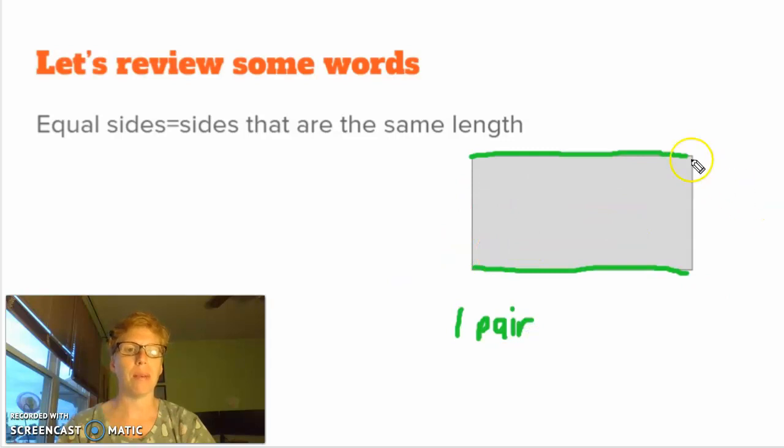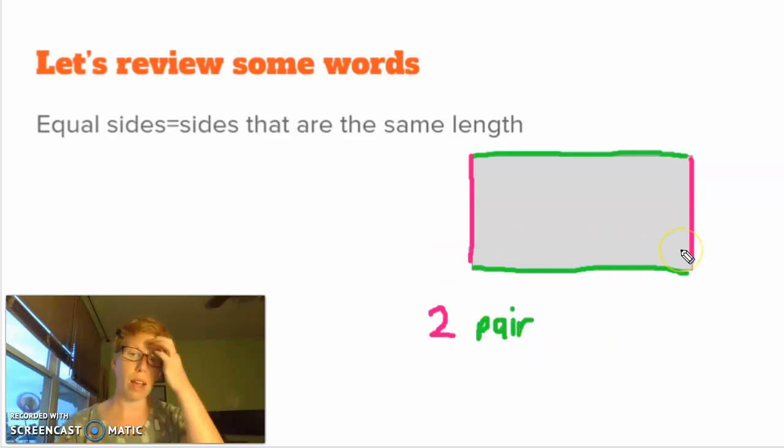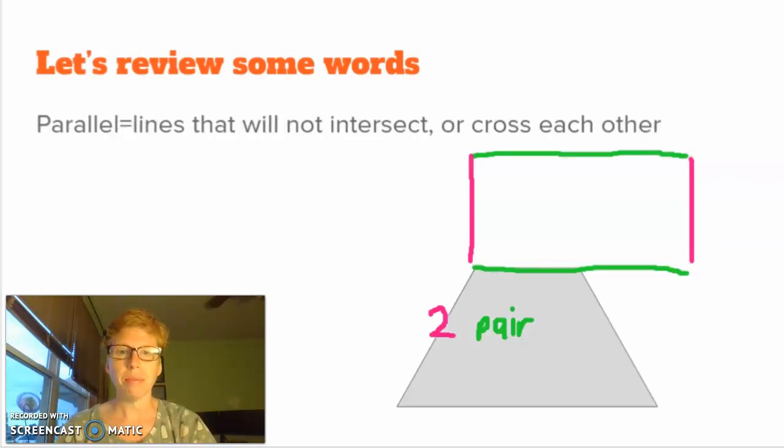And I could go over here and I'm going to do the left and the right side. How many pairs do I have now that are equal length? I have two pairs now. Not one pair. I have two pair. Two pair of equal sides. Because the left and the right make a pair, and the top and the bottom make a pair. Let's go on to the next word.